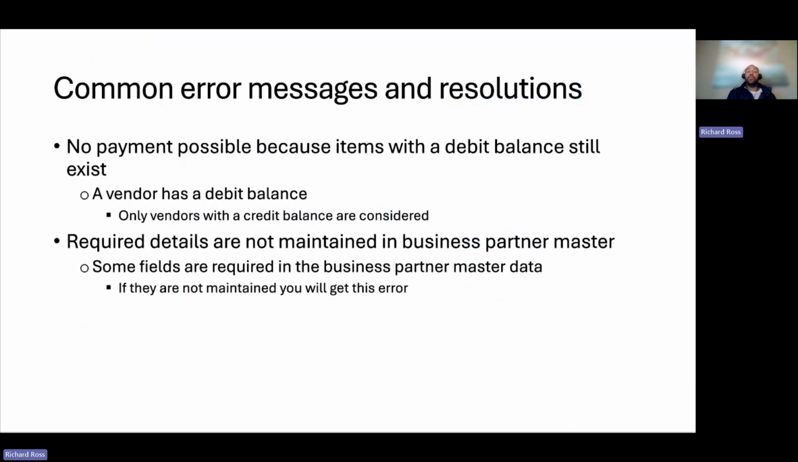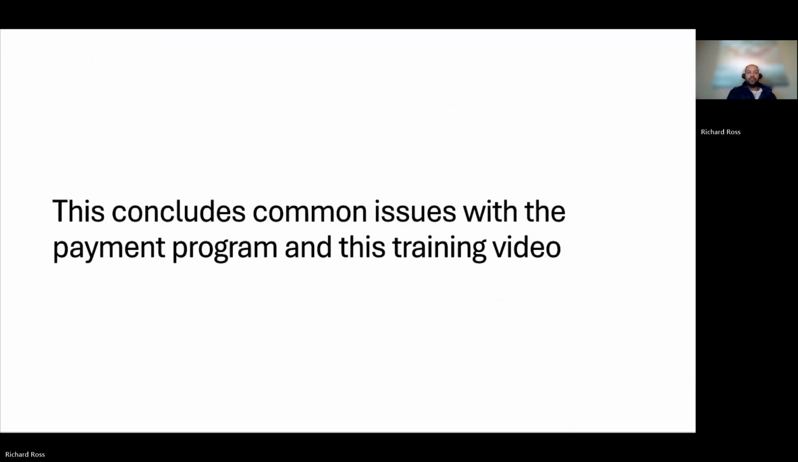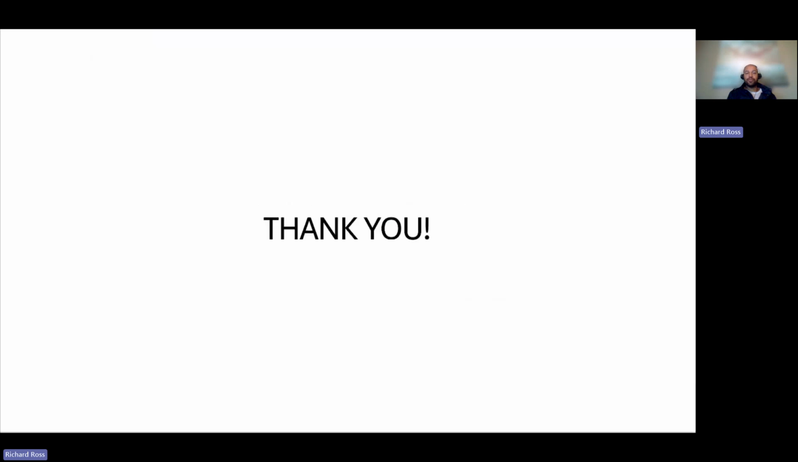No payment possible because items with a debit balance still exist. A vendor has a debit balance. Only vendors with a credit balance are considered. Required details are not maintained in Business Partner Master. Some fields are required in the Business Partner Master data. If they are not maintained, you will get this error. This concludes common issues with the payment program and this training video.